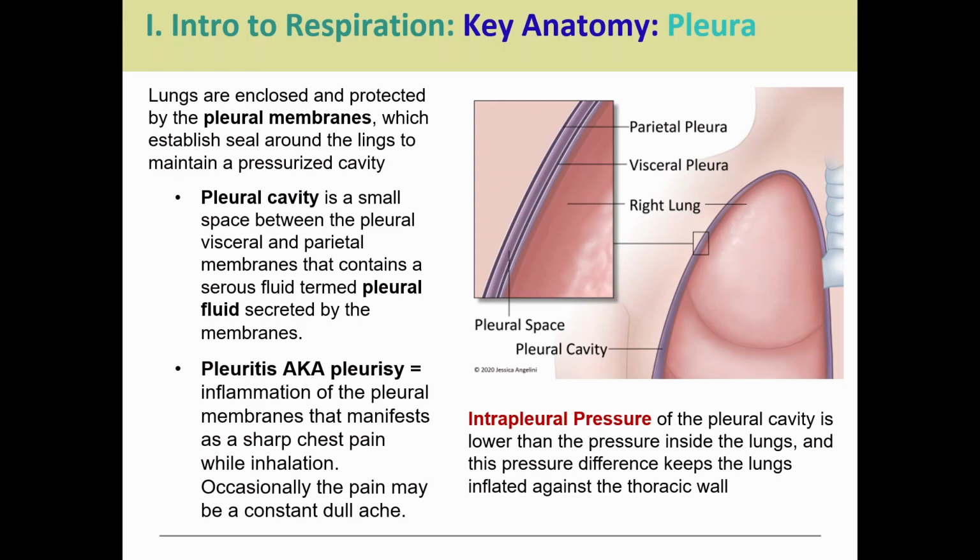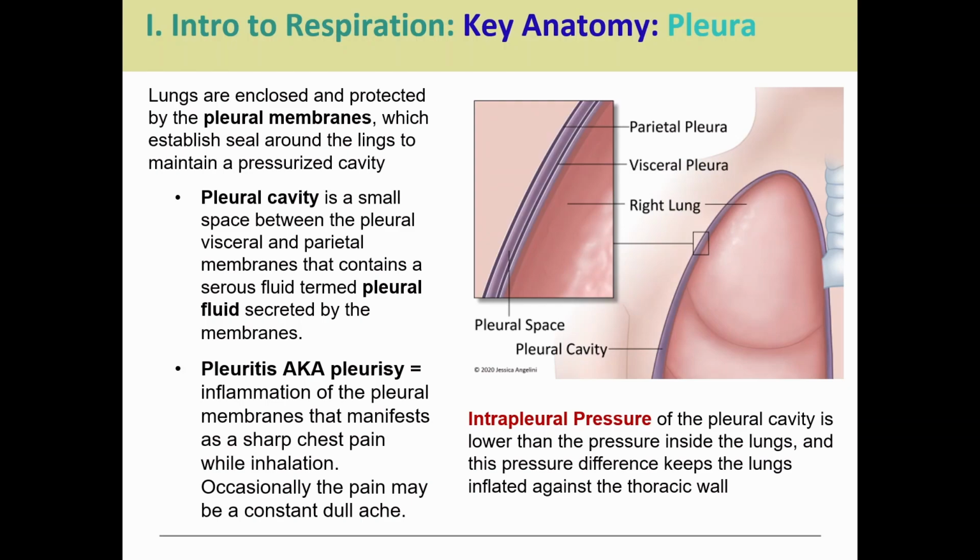If we're getting down to the lungs, they are going to contain that bronchial tree, as well as all the alveoli. They are held within their own membranes. We call these the pleural membranes. These help create a seal around the lungs so that we have a pressurized cavity, a pressurized space. We need to be able to seal this so we can create these changes in pressure between the inside and the outside.